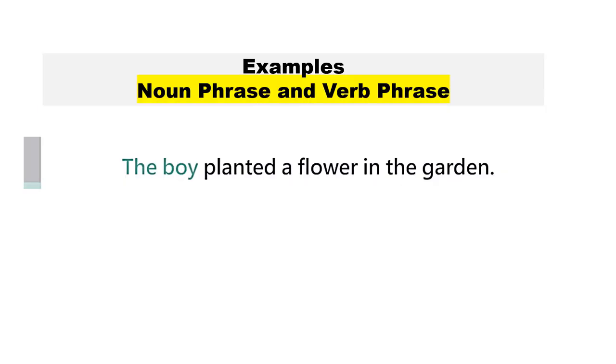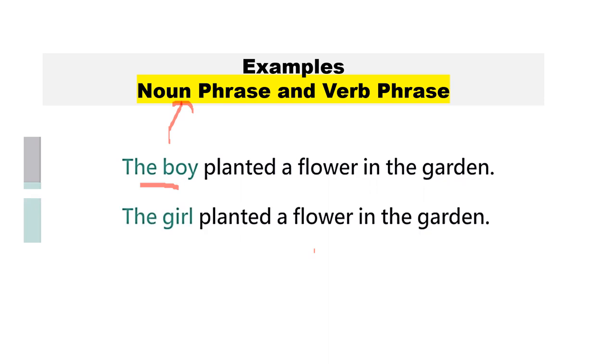The boy planted a flower in the garden. Here, the boy belongs to the category noun phrase. We can replace it with another noun phrase. We can say the girl. The girl planted a flower in the garden. So the sentence will still be grammatically correct. Let me emphasize, I'm not saying it's going to mean the same thing, but it will still be grammatical.